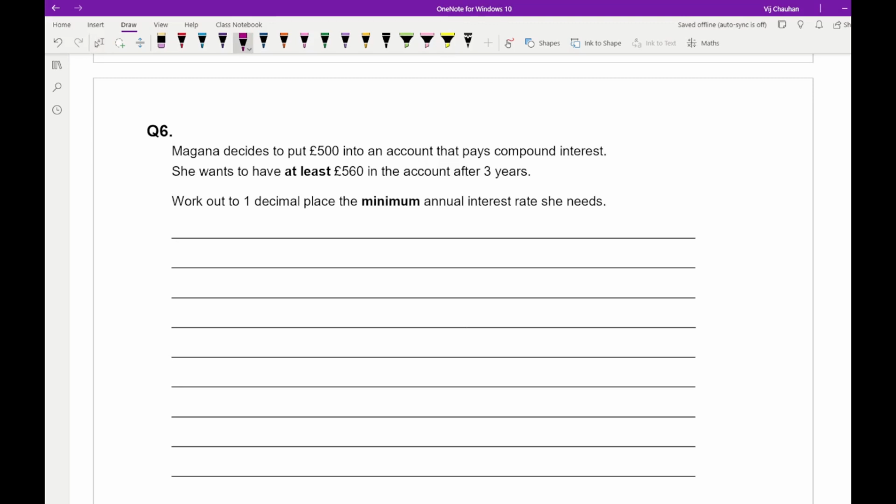So for this, for compound interest, if you remember the formula, it's the original amount that you're investing, which is £500, multiplied by the decimal multiplier, which we don't know, to the power of how many years it is, which in this case is 3. And for this, we want this value to be at least £560. So it needs to be greater or equal to 560.